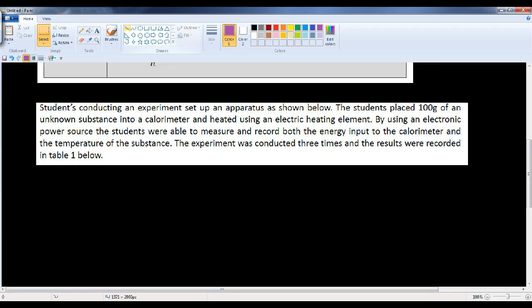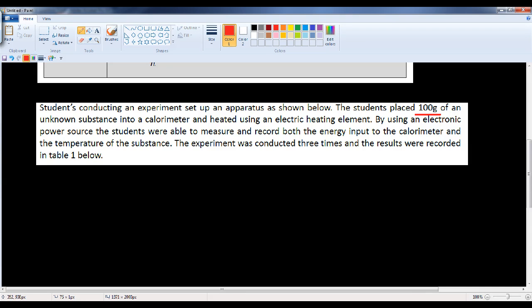Okay, so let's see what's the important information in here. Conducting an experiment setup. The student places 100 gram. Okay, so 100 gram is a quantity. So normally if they give you a quantity in terms of numbers, then it's very likely that you have to use this number, so you need to keep that in mind. Of an unknown substance in a calorimeter and heated using an electric heating element.